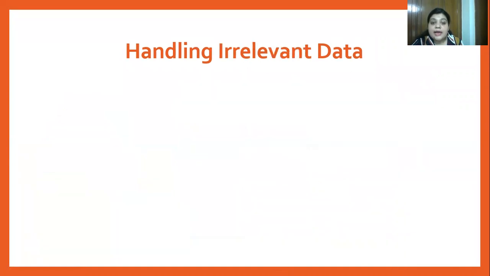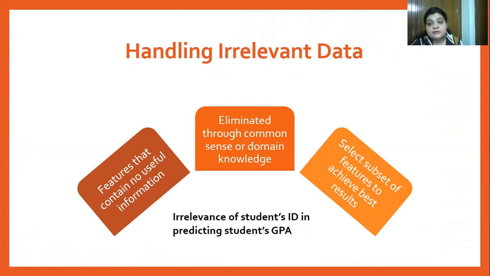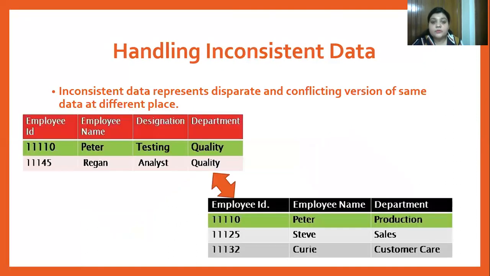Next is handling irrelevant data. Features that do not contain any useful information are irrelevant data. It can be eliminated through common sense or domain knowledge, and by selecting the subset of features that gives us the best results. For example, in calculating a student's GPA, student ID is an irrelevant variable.